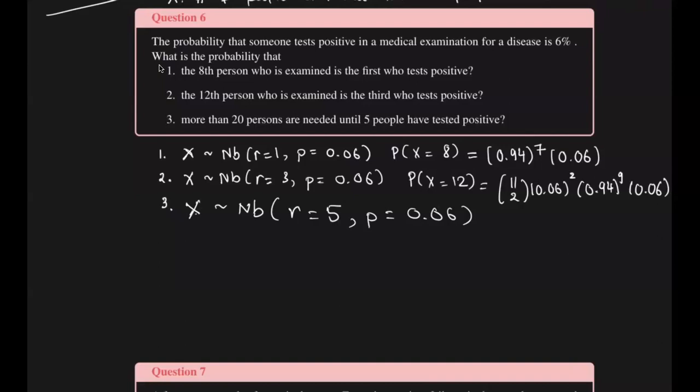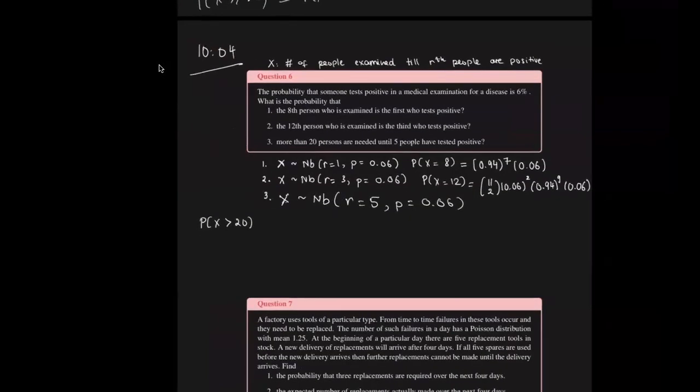The student says that we use the complement law: 1 minus the probability of X less than or equal to 19. Is that fully correct? The question is asking for the probability that more than 20 persons are needed. Yeah, that looks correct now. So the probability we are interested in is the probability X greater than 20, strictly greater than 20, which is the same as 1 minus the probability that X is at most 20 by the complement law.